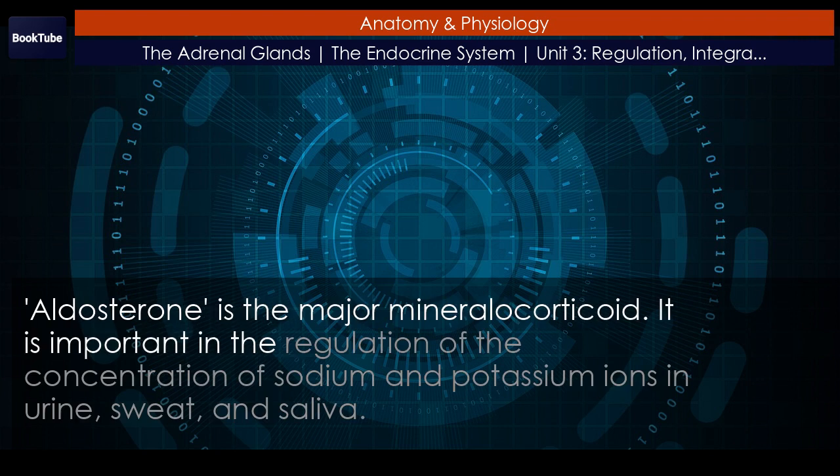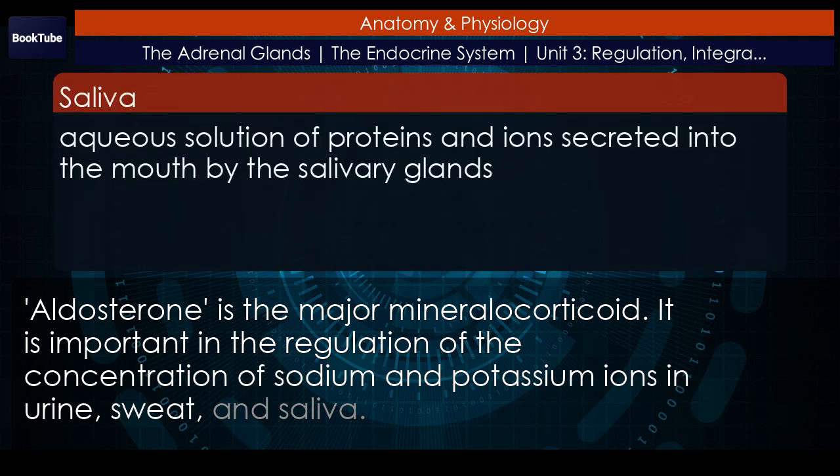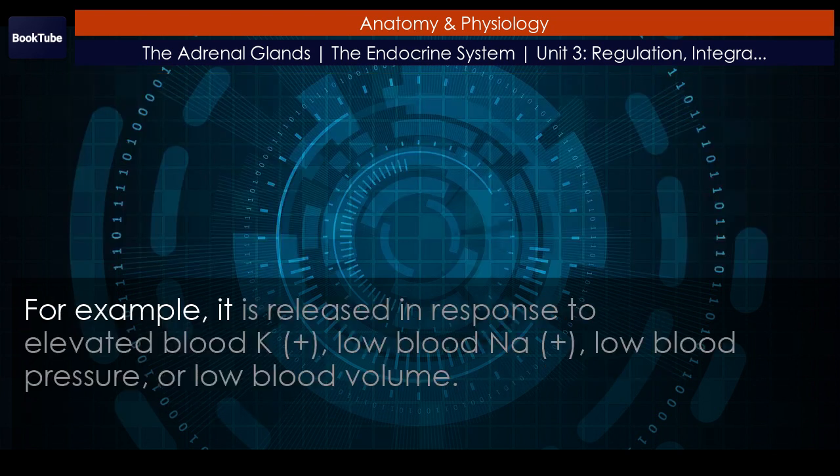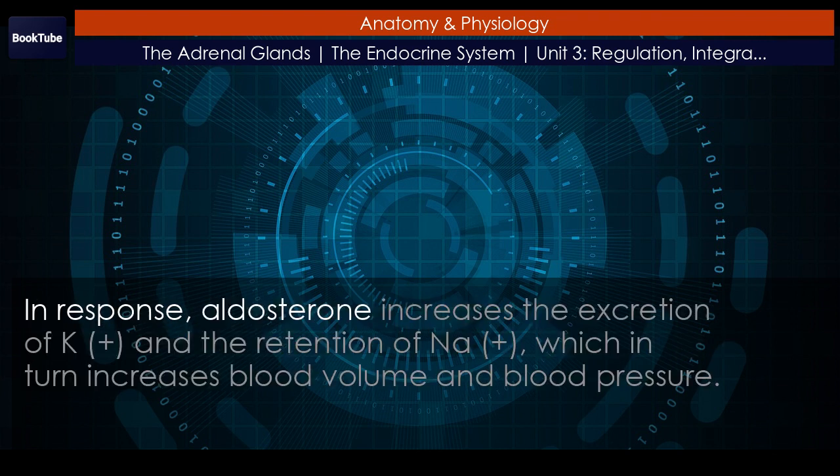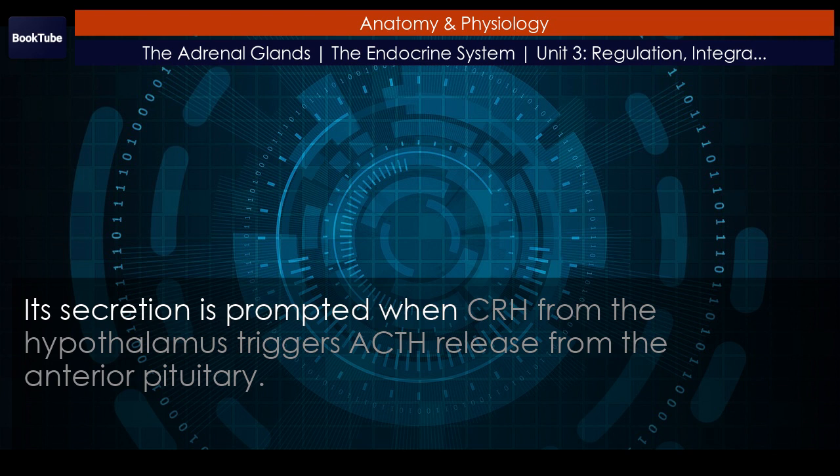It is important in the regulation of the concentration of sodium and potassium ions in urine, sweat, and saliva. For example, it is released in response to elevated blood K+, low blood Na+, low blood pressure, or low blood volume. In response, aldosterone increases the excretion of K+, and the retention of Na+, which in turn increases blood volume and blood pressure. Its secretion is prompted when CRH from the hypothalamus triggers ACTH release from the anterior pituitary.